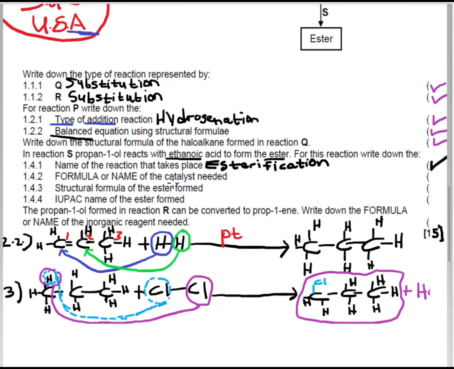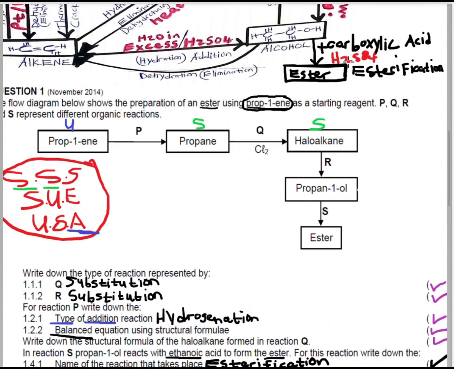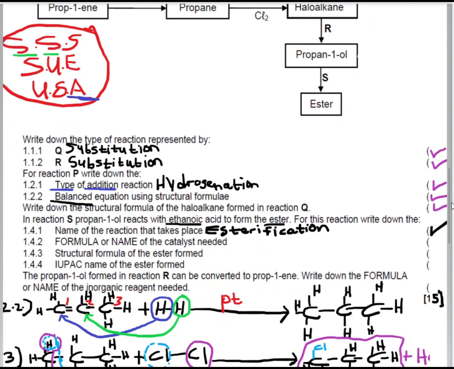1.4.2, the formula or the name of the catalyst needed. Esterification is under the reaction condition H2SO4. We just wrote it down, H2SO4. Sometimes they can say the inorganic reagent. So the inorganic reagent is still that H2SO4. That was 1 mark again.